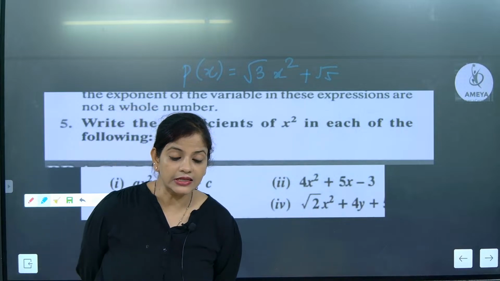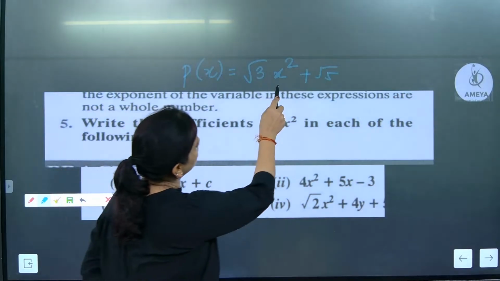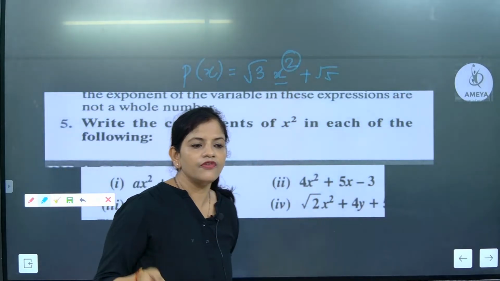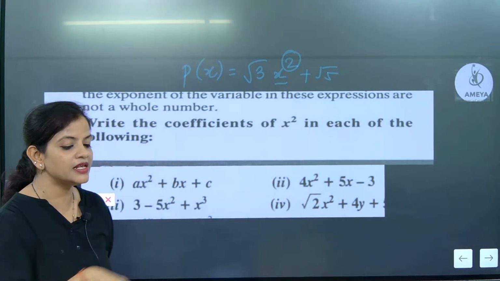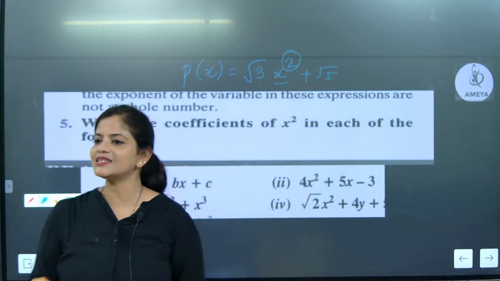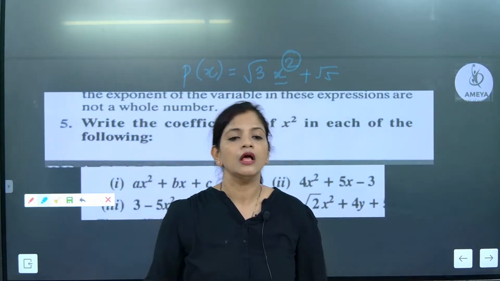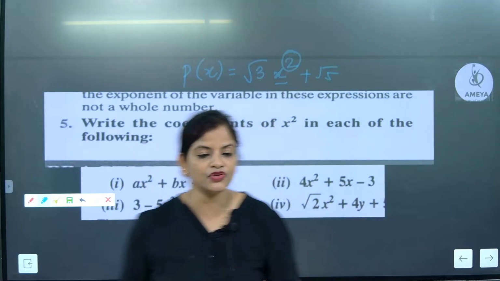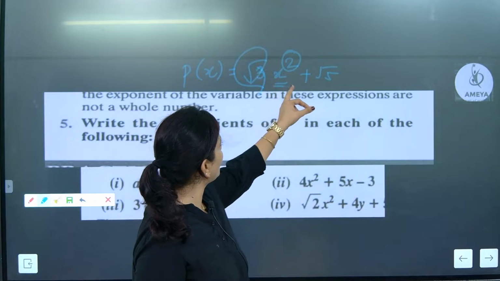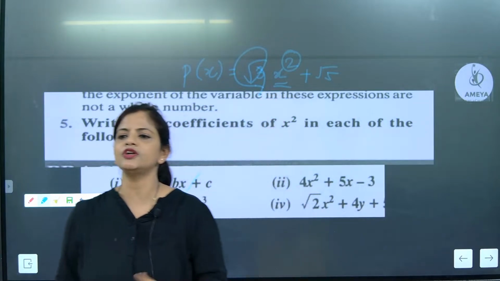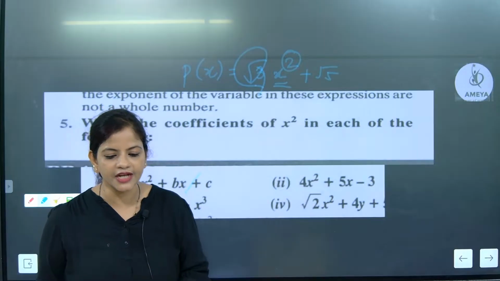The correct answer is it is a polynomial. Why? Because the variable to the power 2 is there. You need to understand that the biggest pillar in a polynomial is the variable part. Variable to the power of whole numbers is a part of a polynomial. What is the coefficient here? The coefficient of x to the power 2 is root under 3. If the coefficient of x to the power 2 is root under 3, it still makes it a polynomial.